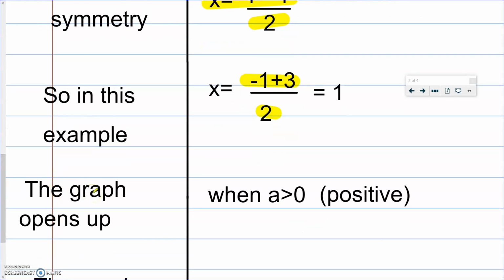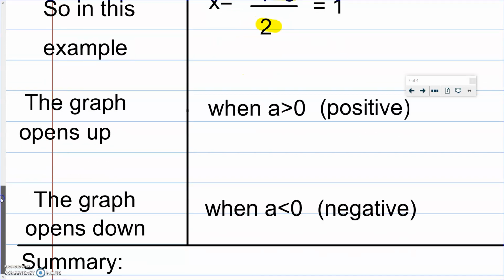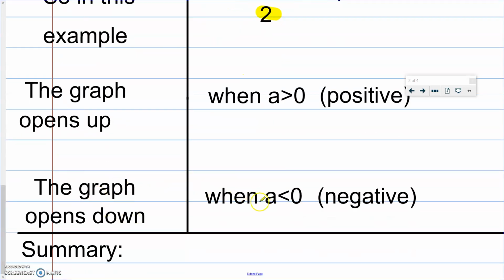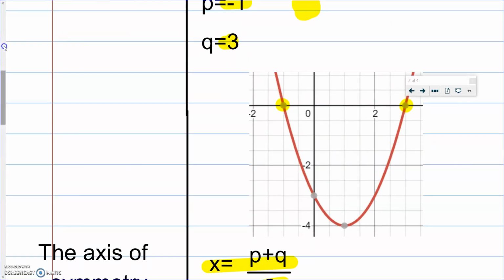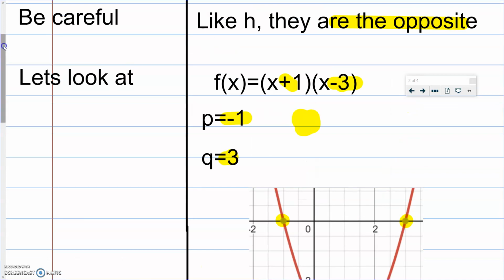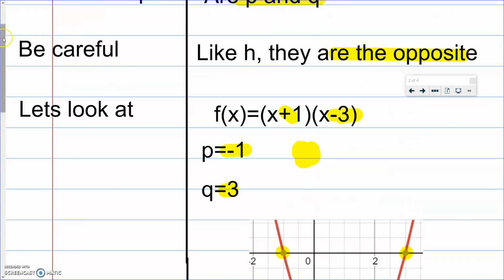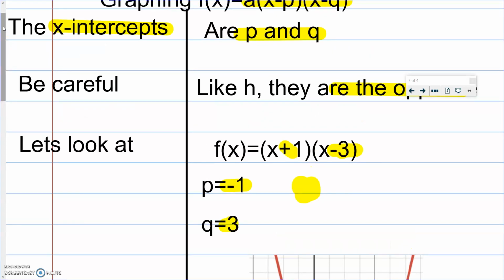The graph will open upward when a is greater than 0, or positive. And when the graph opens down, it's because a is less than 0, or negative. Please write a summary. We talked about a new function, a times x minus p times x minus q. From here we can find the axis of symmetry and our x-intercepts, and once we find the axis of symmetry, we can also find our vertex.